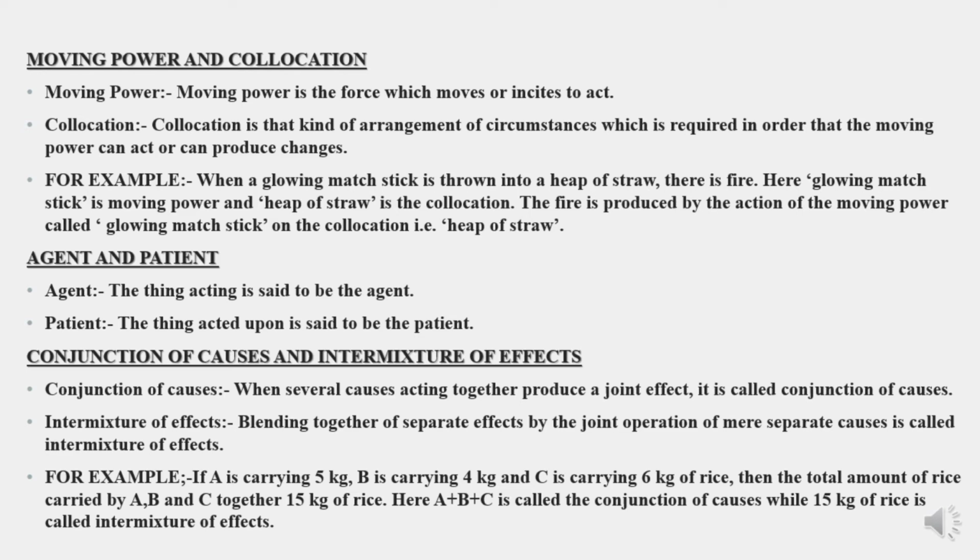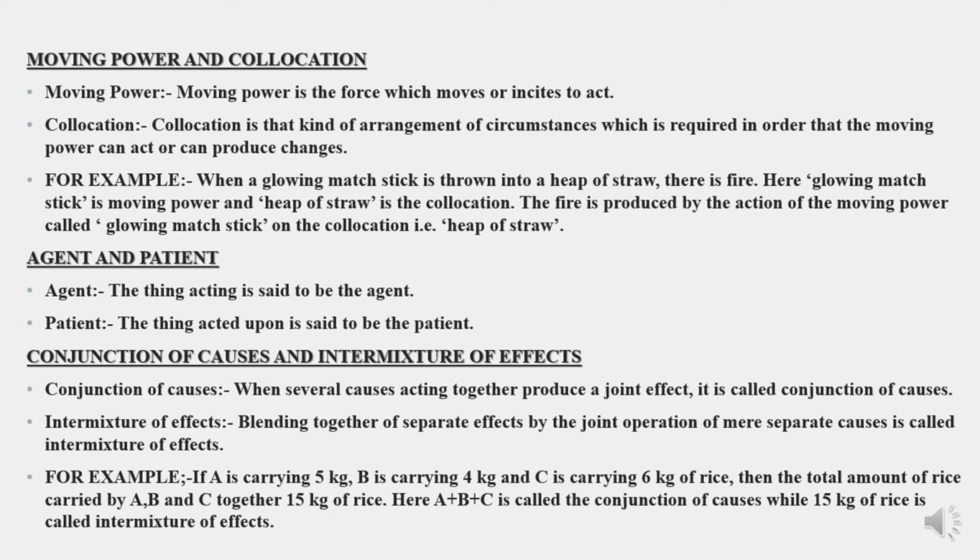Now I shall discuss agent and patient. What is agent? The thing acting is said to be the agent. On the other hand, the thing acted upon is said to be the patient. In the case of agent and patient, we can take the same example: when a glowing matchstick is thrown into a heap of straw, there is fire. Here, the glowing matchstick is the agent. On the other hand, the heap of straw is the patient.